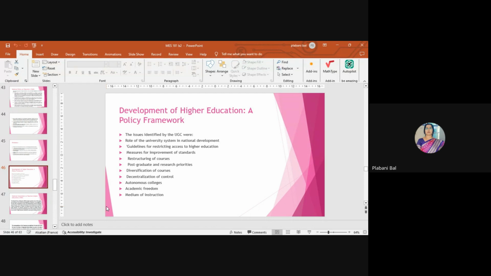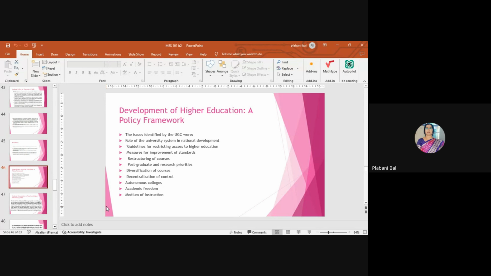Then the development of higher education, a policy framework, occurred in 1978. What happened there? The NEP 68 had proposed certain reforms in higher education which were either implemented slowly or there was some resistance to their implementation. The problem of raising standards in higher education defied all solutions that were tried. All the solutions that were tried did not work at that time.